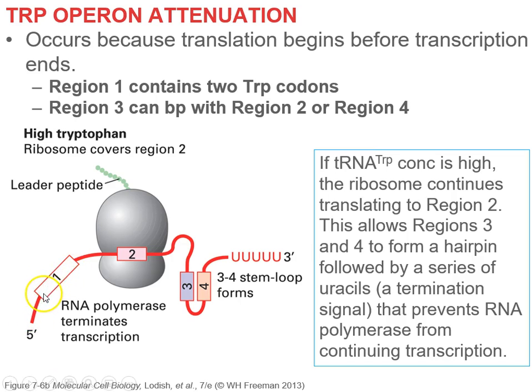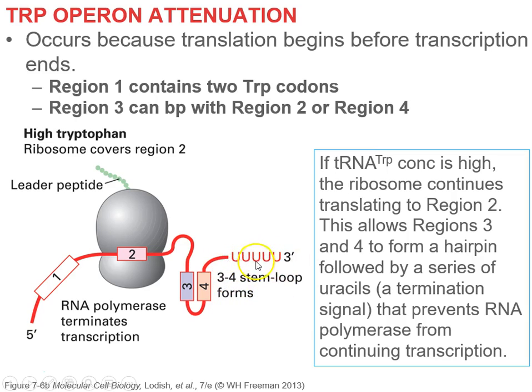The way that this works is right in this box labeled 1, that region 1, has 2 tryptophan codons. So if Trp concentration is high, you'll have a tRNA with a Trp charged onto it, and you'll have no trouble going through and translating. So you're making a little leader peptide right here. You'll have plenty of Trp to be able to continue to do this. But as the ribosome is chugging along, this gives the opportunity for regions 3 and 4 to form a stem loop structure.